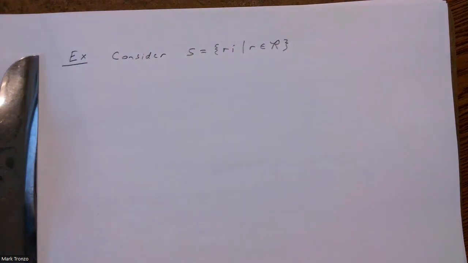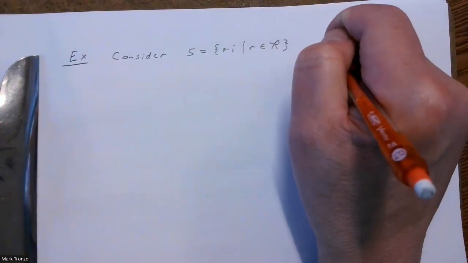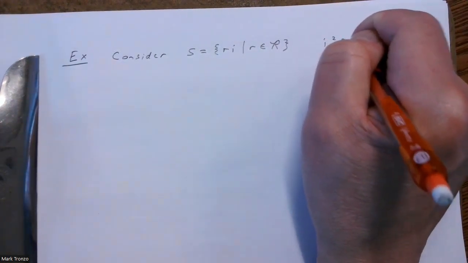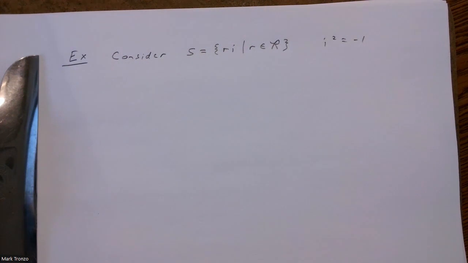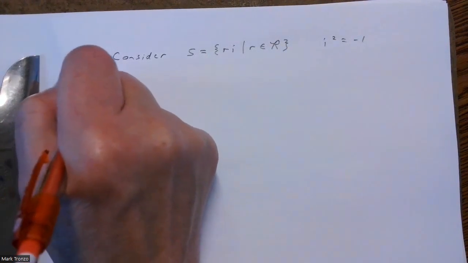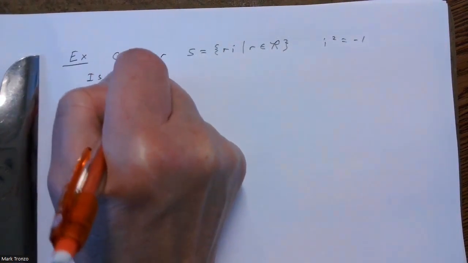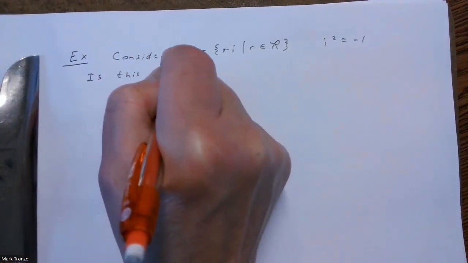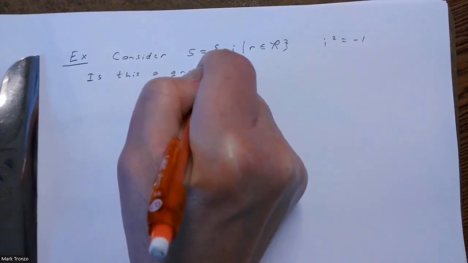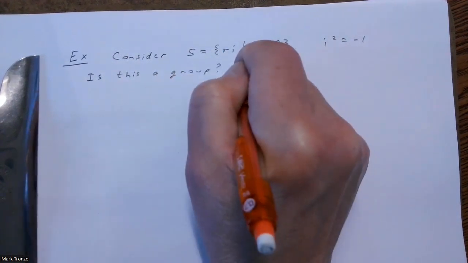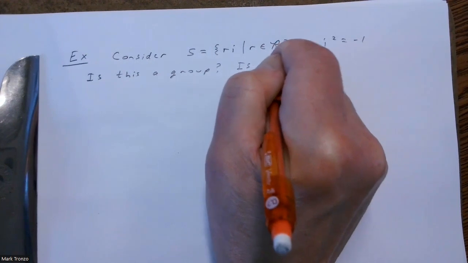Let's say if we start from scratch with this set, consider this set, where i is the imaginary number, so that i squared is -1. Is this a group? Is this a ring?